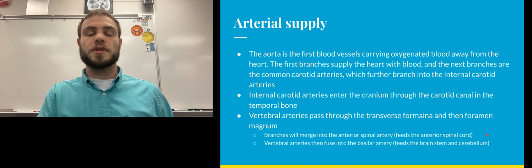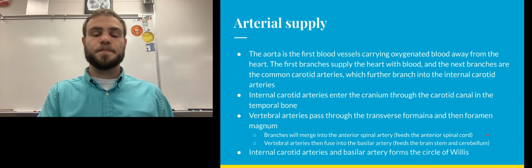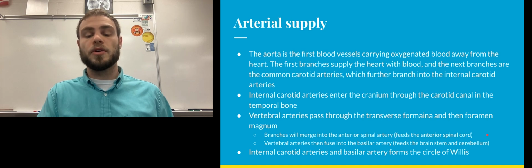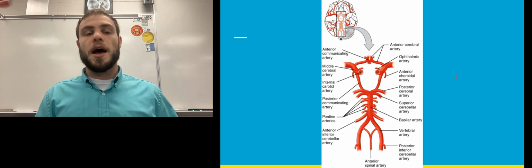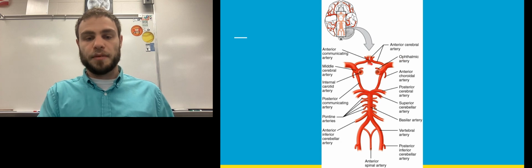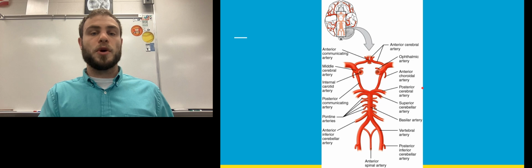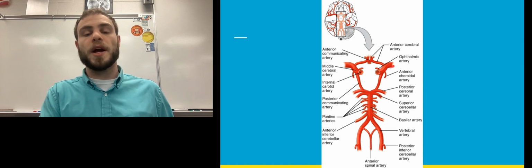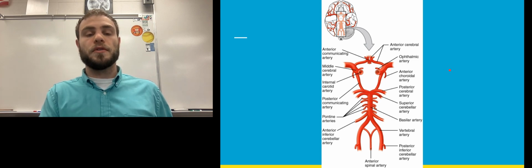The rest of the vertebral arteries will then fuse together into what's called the basilar artery, which is going to feed the brainstem and the cerebellum. Internal carotid arteries and the basilar artery together are going to form what's called the circle of Willis, which we have here. And that circle of Willis is really important because it is a circle, and you can kind of see how blood flow is able to move around here. If any one of these parts is pinched off, blood flow is still able to pass through in a different direction and still get to all the structures that need blood.